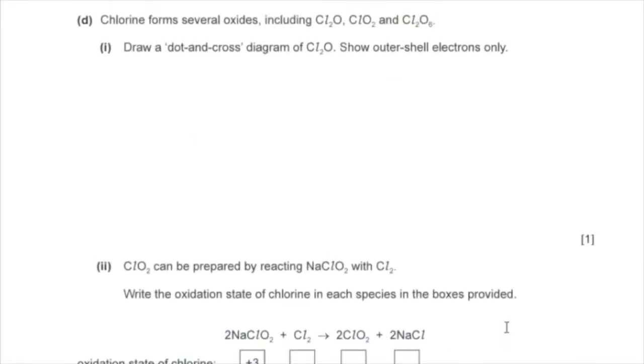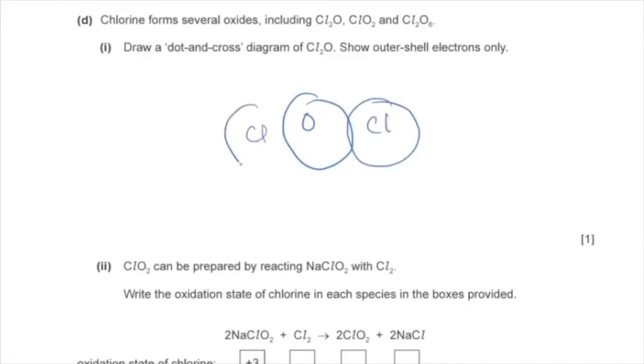Chlorine forms several oxides including Cl2O, ClO2, and Cl2O6. Draw a dot-and-cross diagram of Cl2O, show outer electrons only. So oxygen, we're gonna draw oxygen in the middle and chlorine on either side. Oxygen will share one of its electrons with each chlorine atom, and chlorine will also be sharing one electron with the oxygen atom.